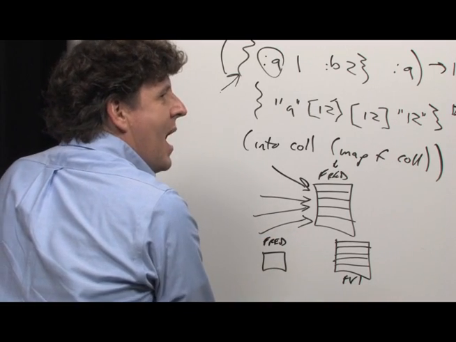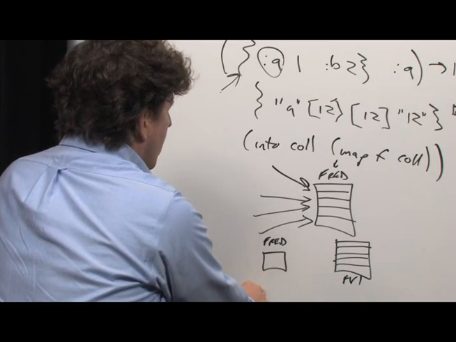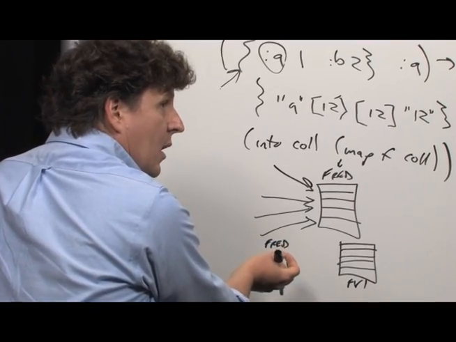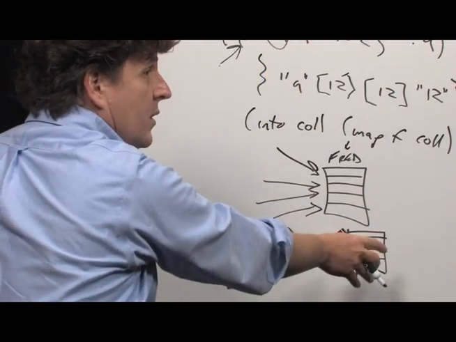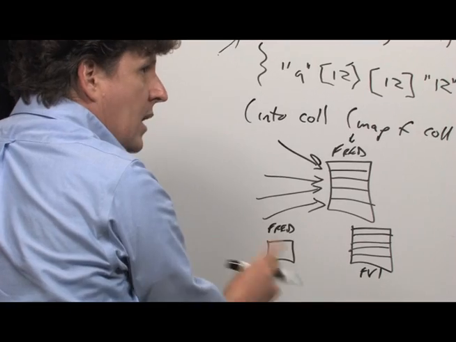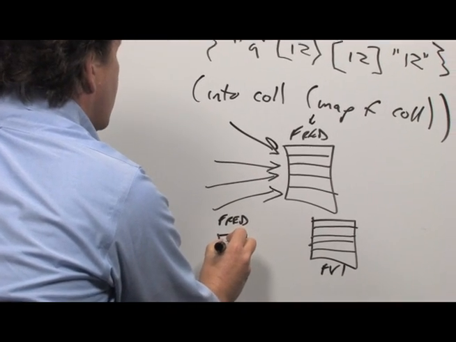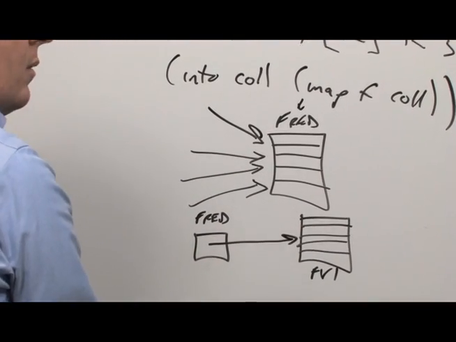You can label this box Fred. And so Clojure has a set of reference types, which are distinct from these value types. And all they are is boxes, and the boxes always refer to values.